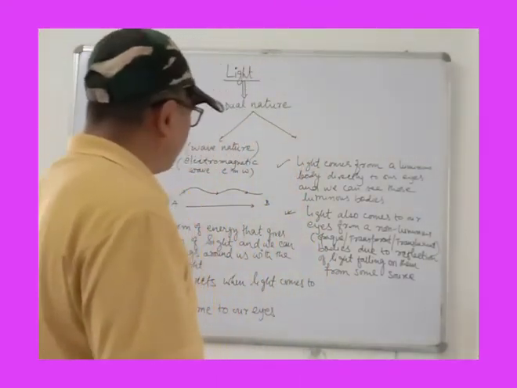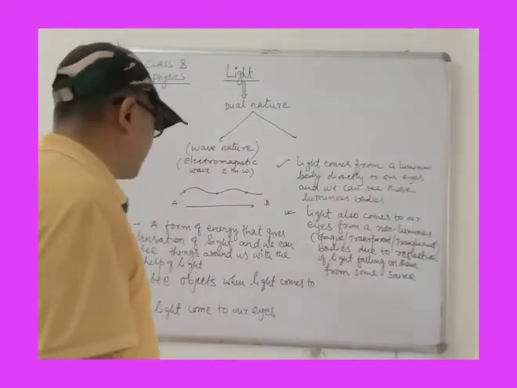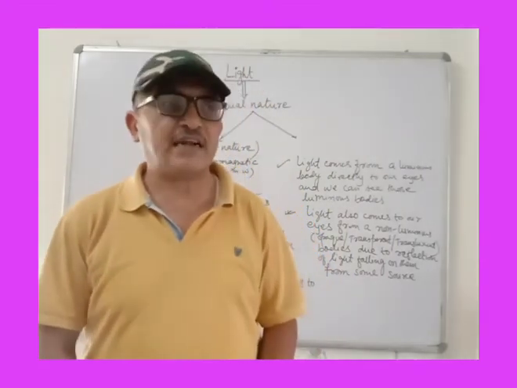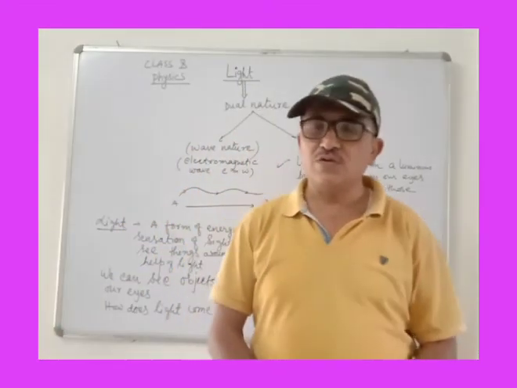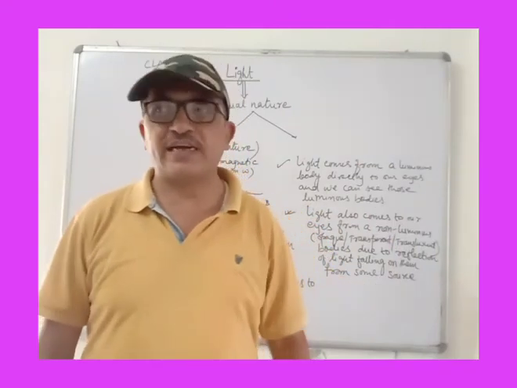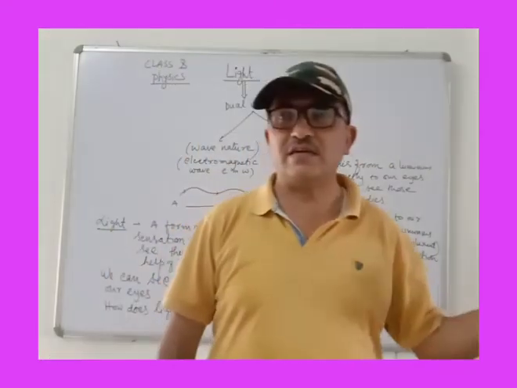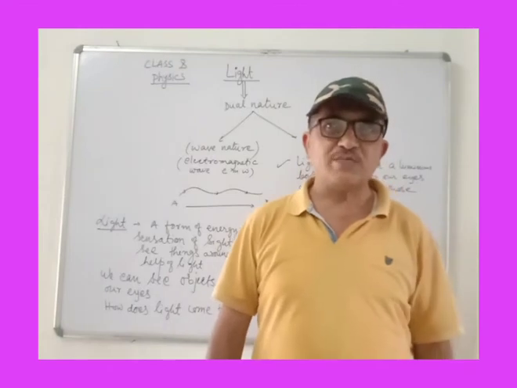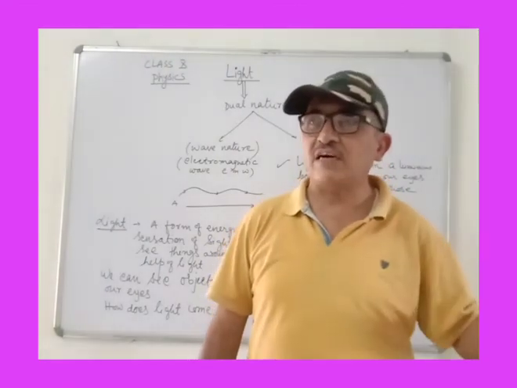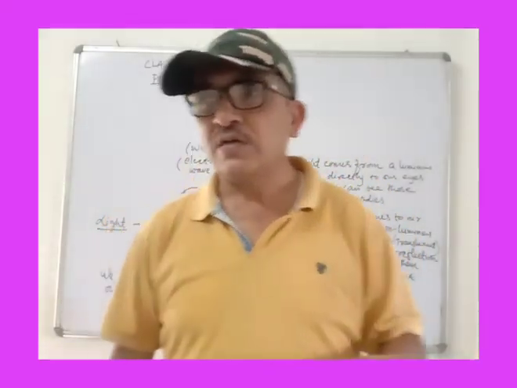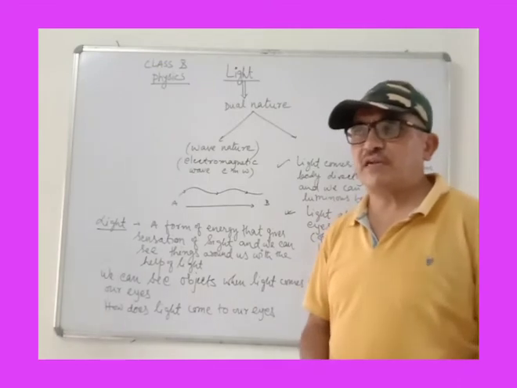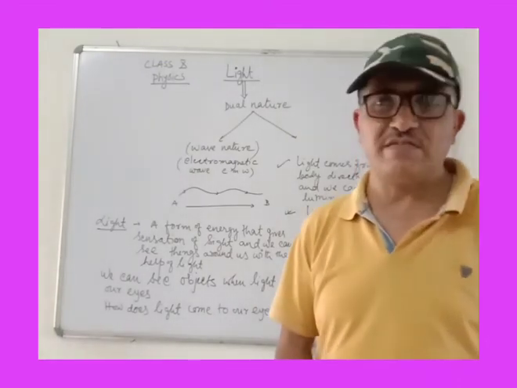So light is a form of energy that gives us a sensation of sight, and it helps us to see the things around us. And light comes to our eyes from two ways. It may come directly from a luminous body and form the image in our eye, and we can see the luminous body itself. And the second way is the light can come to our eyes from a non-luminous body also. But how does it come? Light gets reflected and then comes to our eyes.